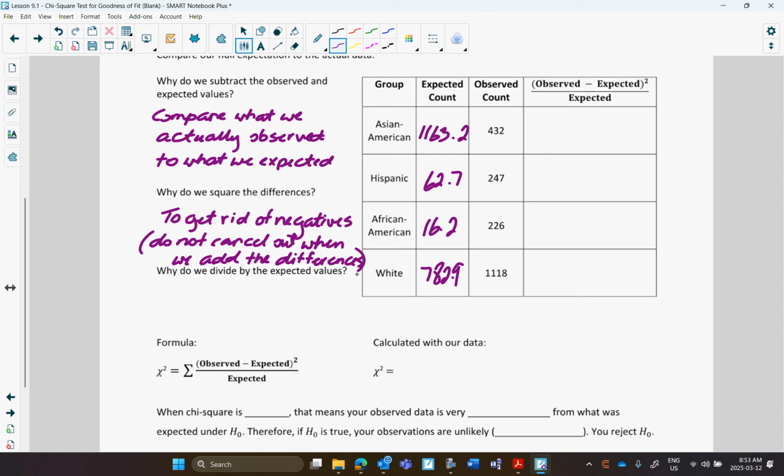And then we do this to scale the differences by what we expect.